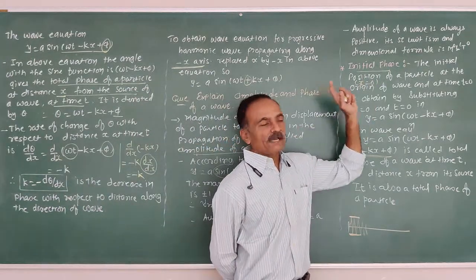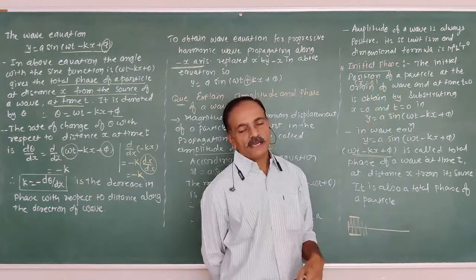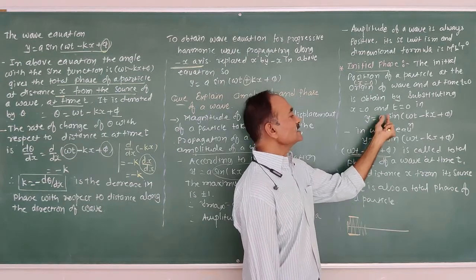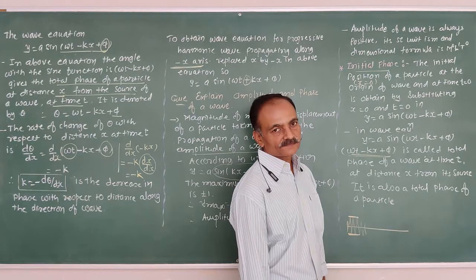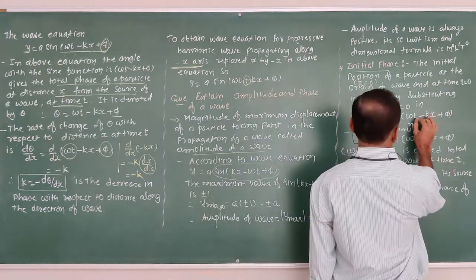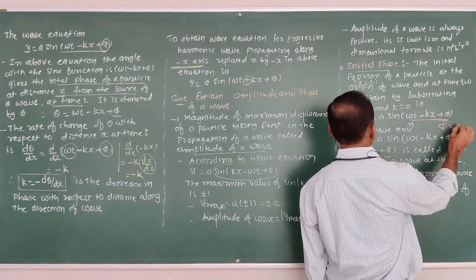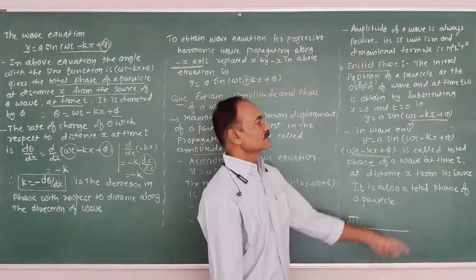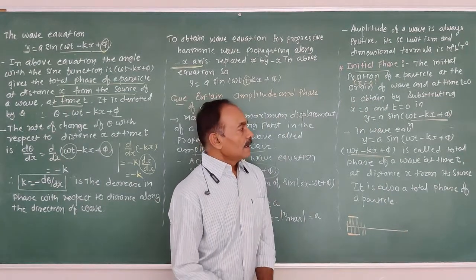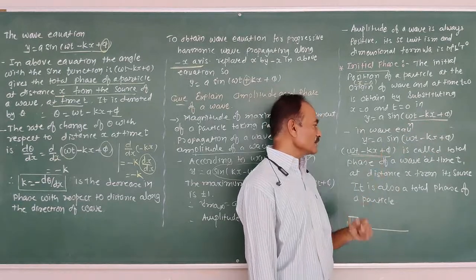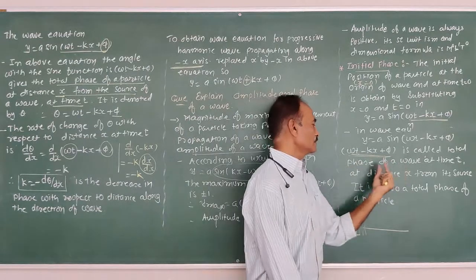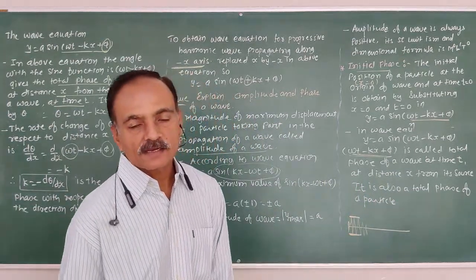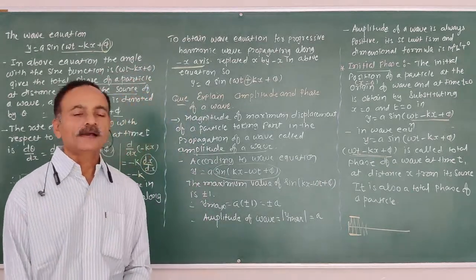Again, the initial phase is obtained for a particle at the origin of a wave and at time t equal to 0, by taking t is equal to 0 and x is equal to 0 in y is equal to a sin(omega t minus kx plus phi). So, in this part, we take t is equal to 0 and x is equal to 0. Therefore, y is equal to a sin phi. So, phi is our initial phase. Now, in this equation, omega t minus kx plus phi is the total phase of a wave at time t and distance x from its source. It is also the total phase of a particle performing simple harmonic motion and taking part in the propagation of a wave. Clear this?